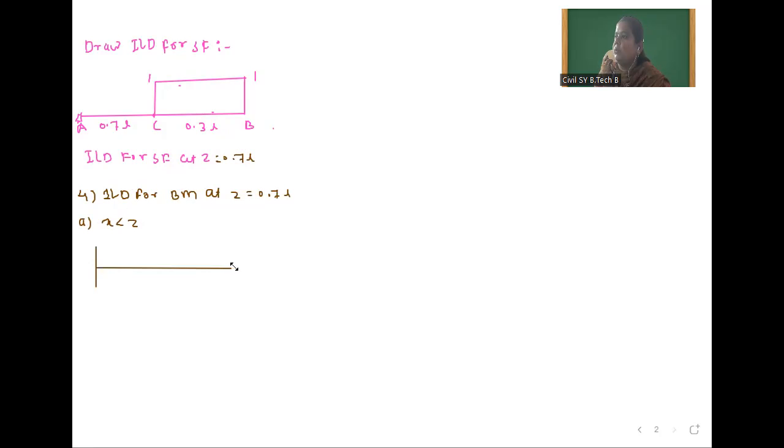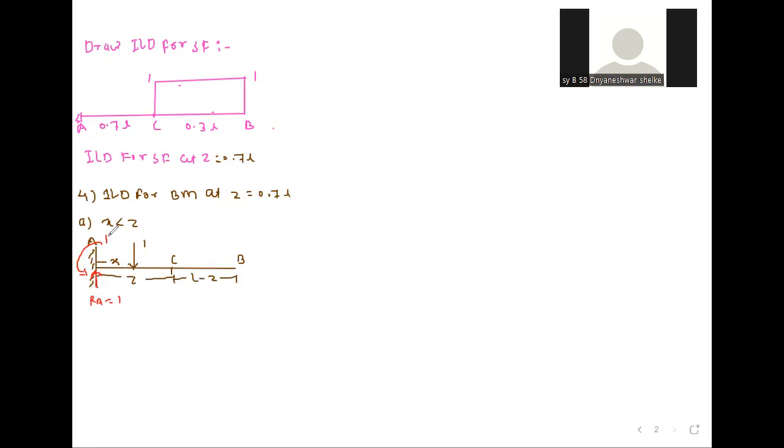So this is our original beam. In that we have to apply the first condition, that is x is less than z. So suppose this is our original A point and this is the 1 unit load. This distance is x. Here we have marked the z distance. So this distance is z, and this remaining distance is L minus z. This is B point. Here one vertical reaction will be there, and the value of the reaction is 1. And here one moment will be there, MA, which is equal to x. So this is our figure for x less than z.